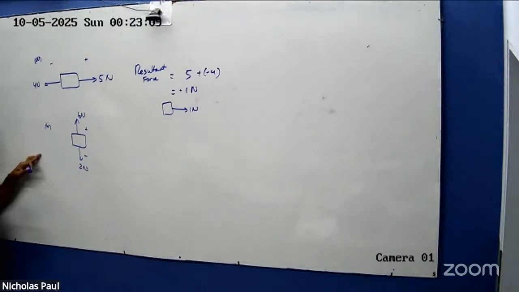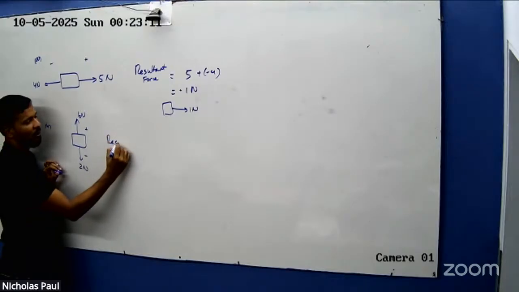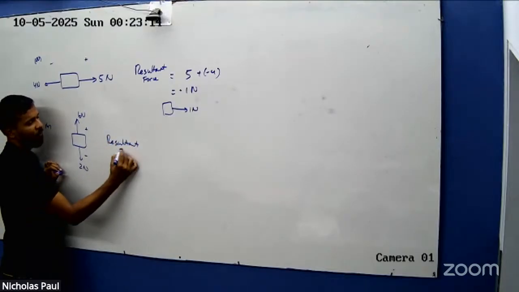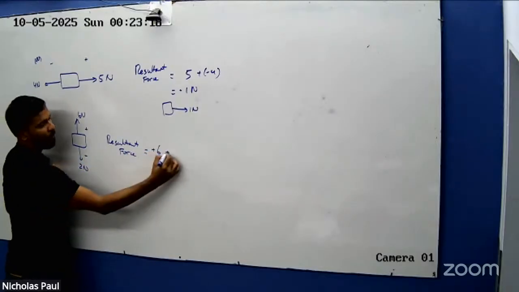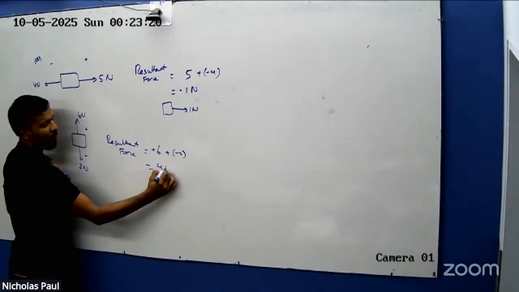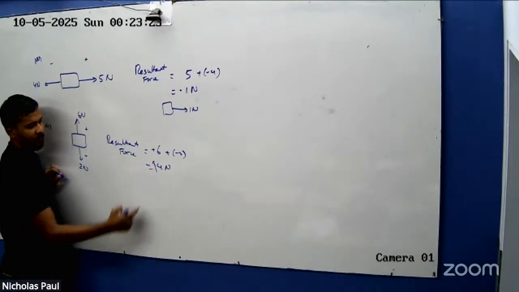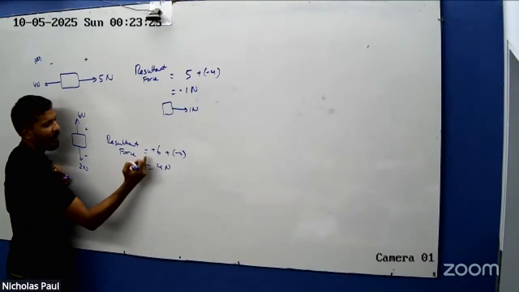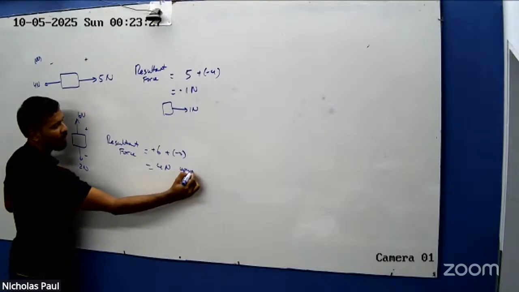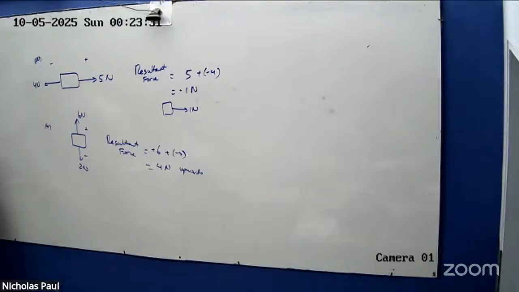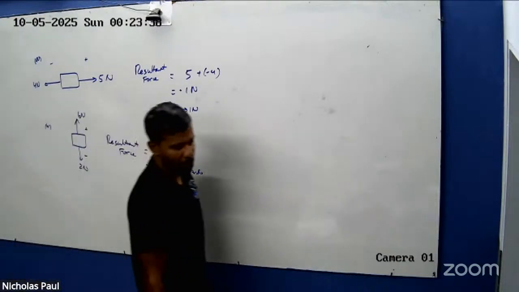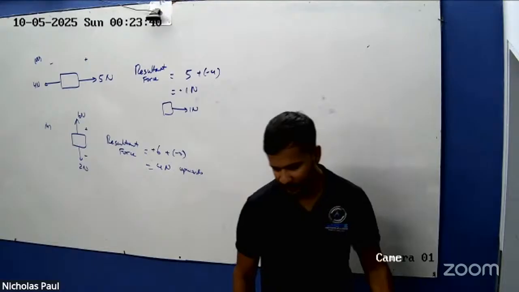This one, same principle. Resultant force, that'll be positive 6 plus minus 2. So that'll be 4 newtons upwards. Right? 4 newtons upwards. You okay with that? So for these, you can just use a ruler and draw them. The next one though, continue the parallelogram law.